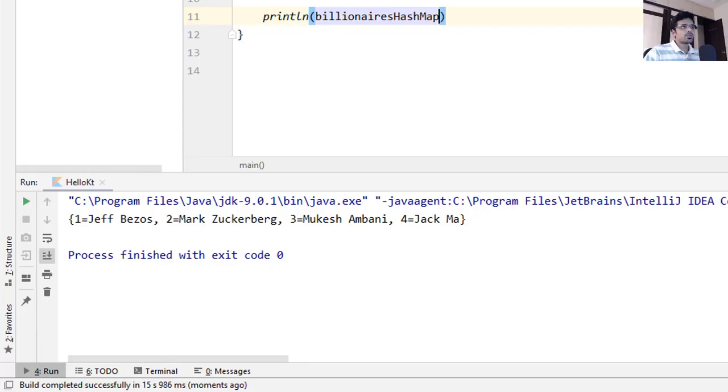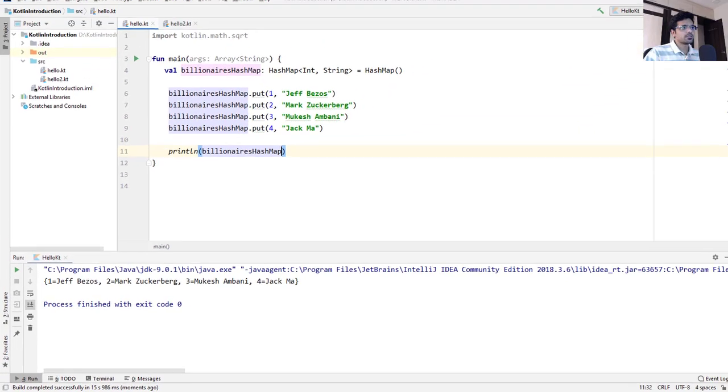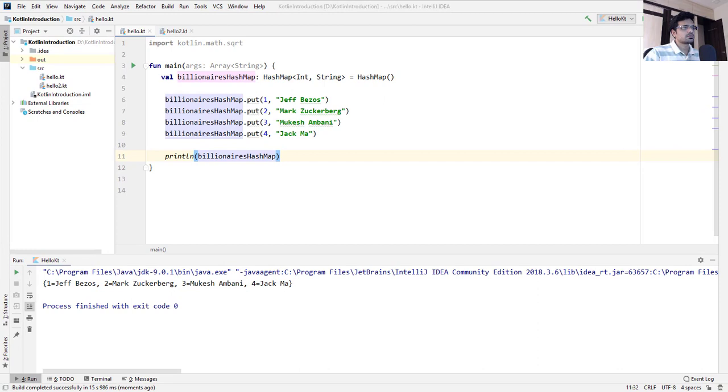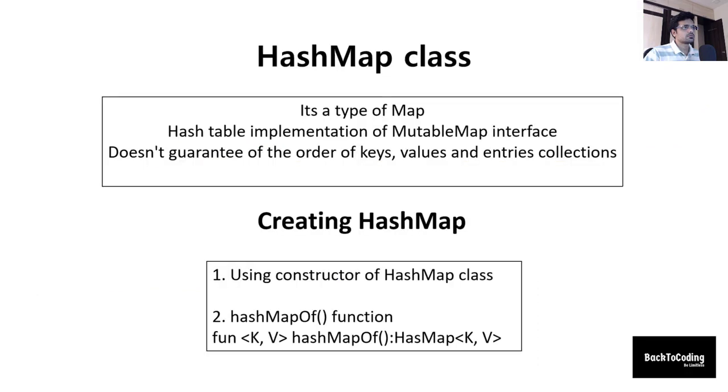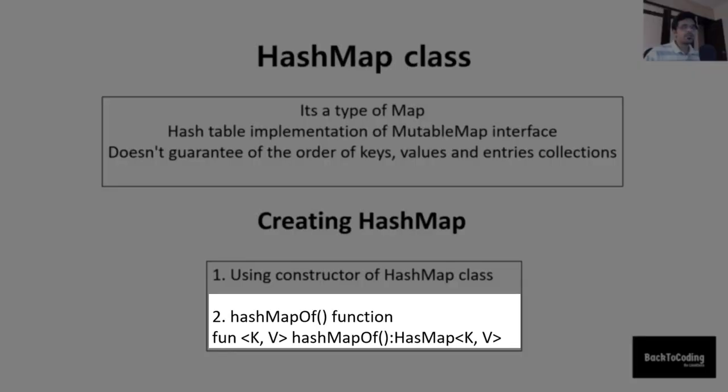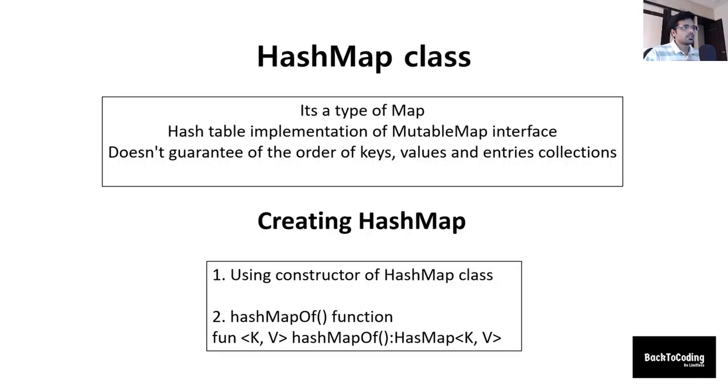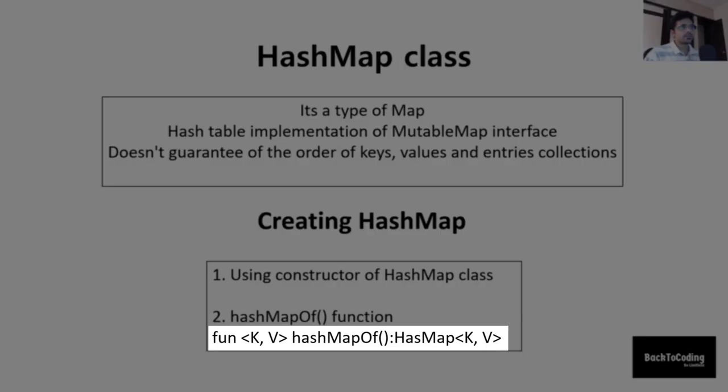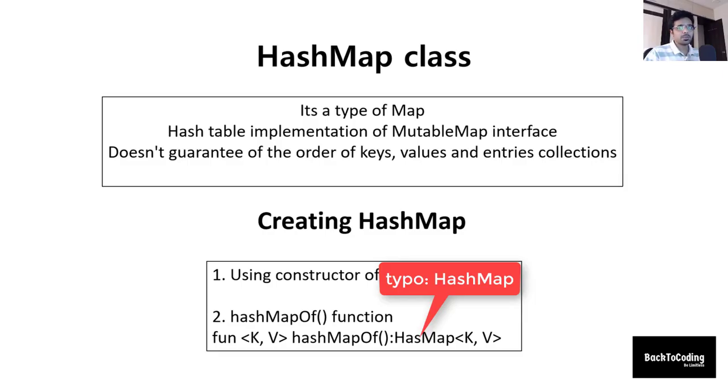Now let's see it using the hashMapOf function in Kotlin. A hashMapOf function is a function of hash map class. It returns a new hash map with the pairs of data in the form of key and a value. This is how it is declared. And also, this is the second way to create a hash map. Let's see it practically.